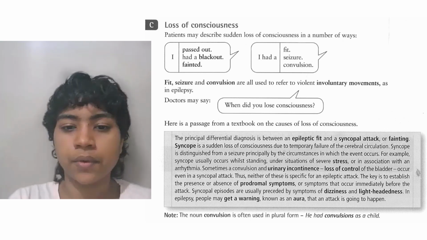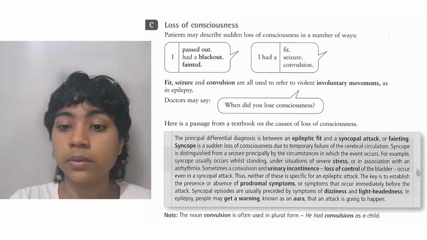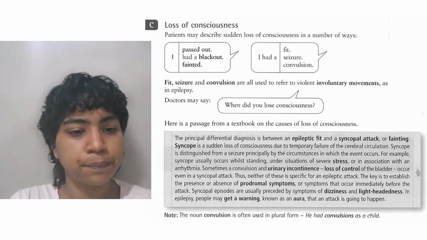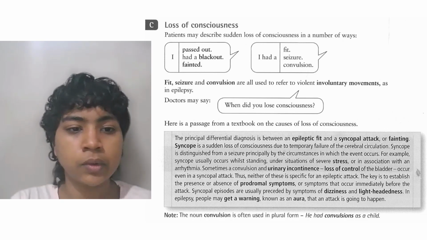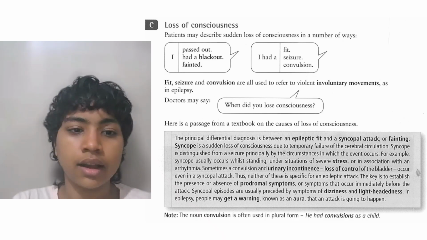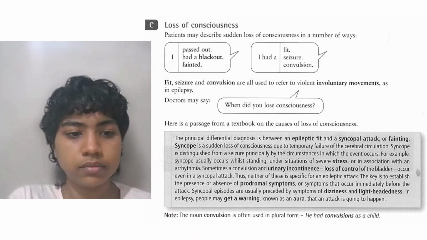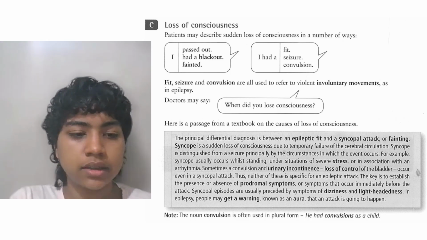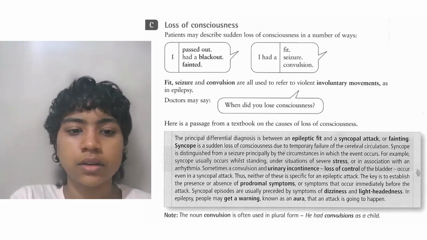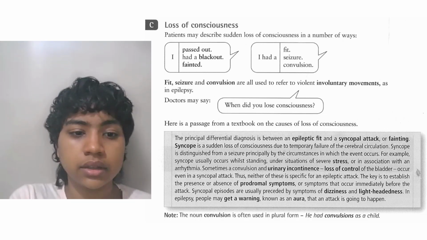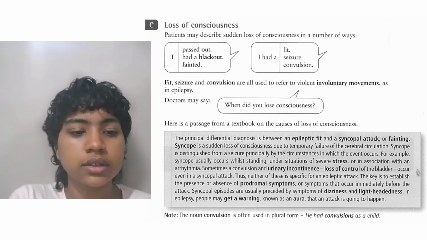Here is a passage from a textbook on the causes of loss of consciousness. The principal differential diagnosis is between an epileptic fit and a syncopal attack or fainting. Syncope is a sudden loss of consciousness due to temporary failure of the cerebral circulation.